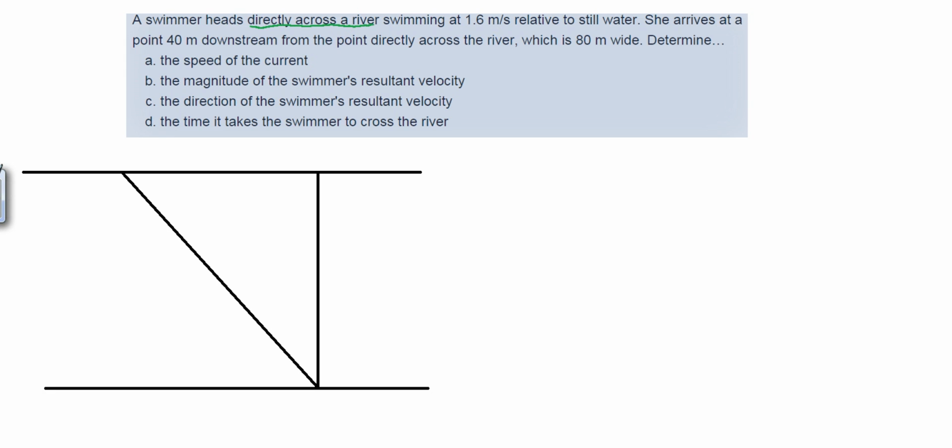First piece of important information. So the swimmer is going to start here and he's going to end up directly across the river, which is right here. Swimming at 1.6 meters per second relative to still water. So this is the velocity of this, 1.6 meters per second.